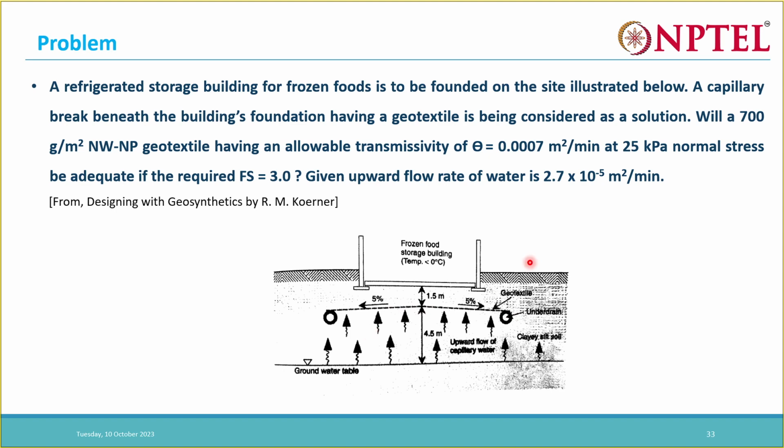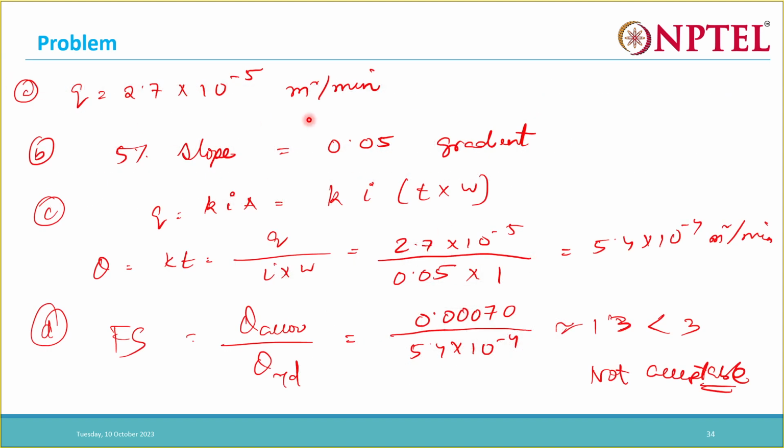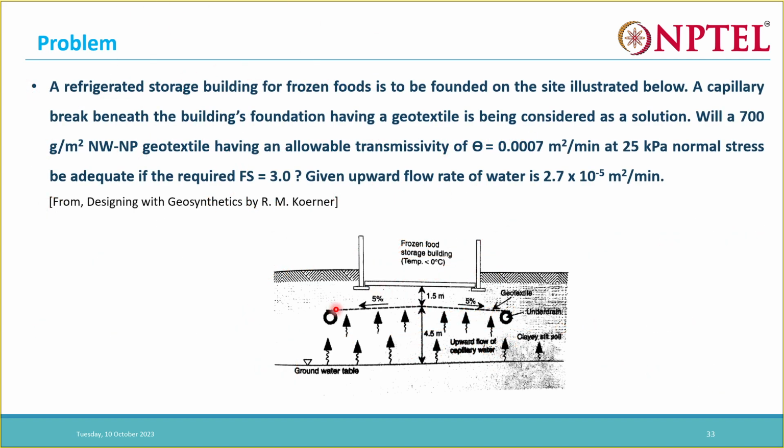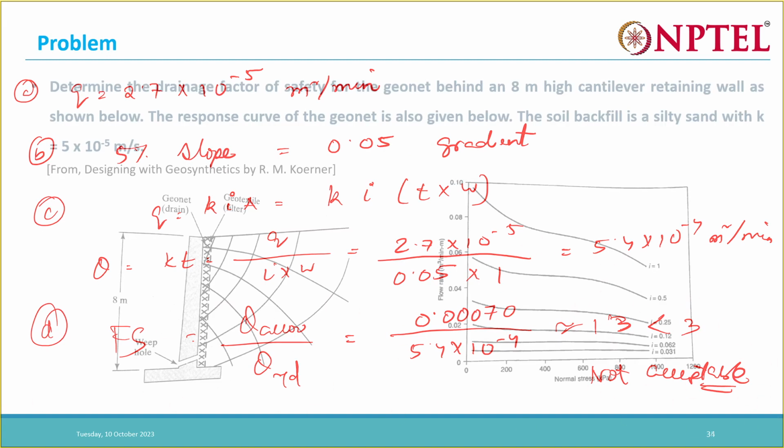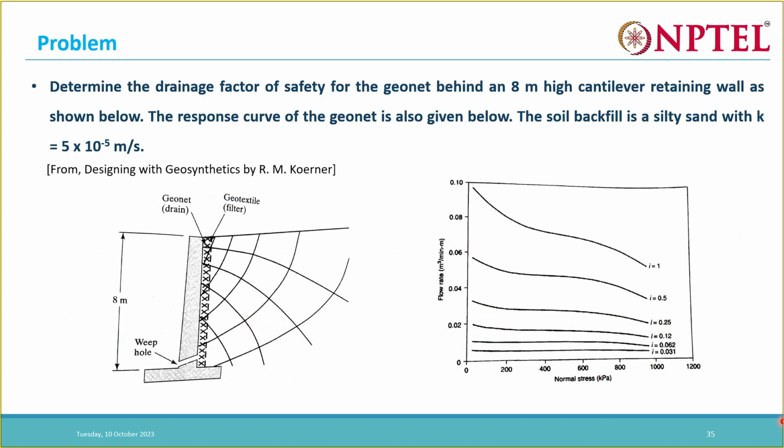Okay. So for this purpose, this Q is taken, this much value is taken. Then we have a 5% flow slope, it's given here, see, 5% gradient. And so this theta required we find out like this. Then the factor of safety is also coming quite less. It is not acceptable, so we need to choose some different geotextile.